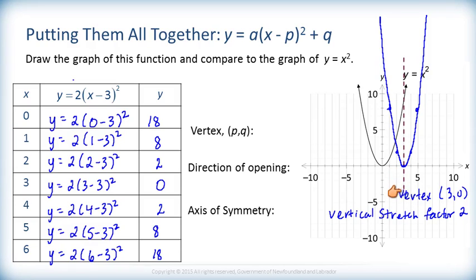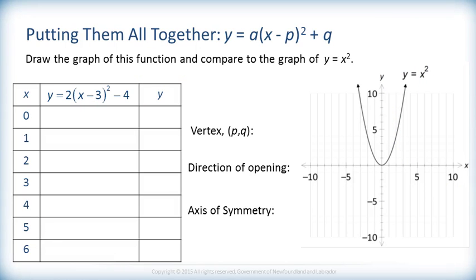So the vertex is now at 3, 0. We have a vertical stretch by a factor of 2, which happens to be the same as the a value. A equals 2, so we're stretched vertically by a factor of 2. The vertex is at 3, 0. Well, our p value, remember, is 3, so our vertex should be at 3, 0. We don't have a q value other than 0, so we don't have any vertical translation. The axis of symmetry, you'll notice, is at x equals 3. X equals the p value.